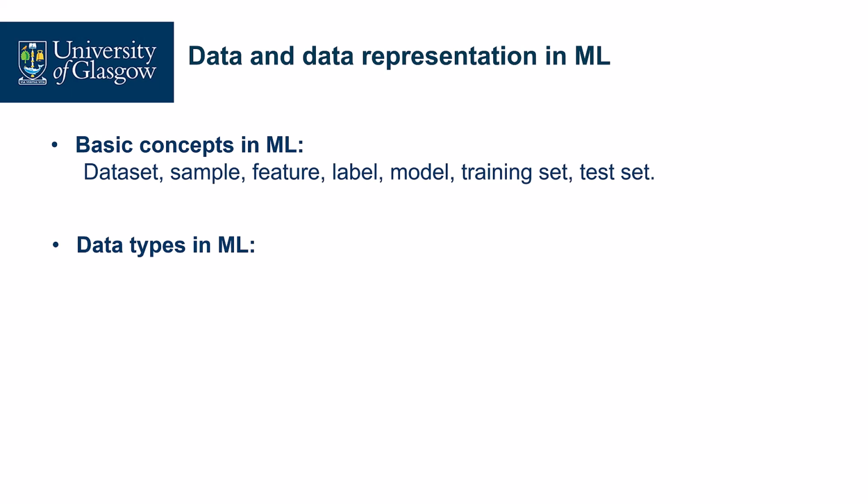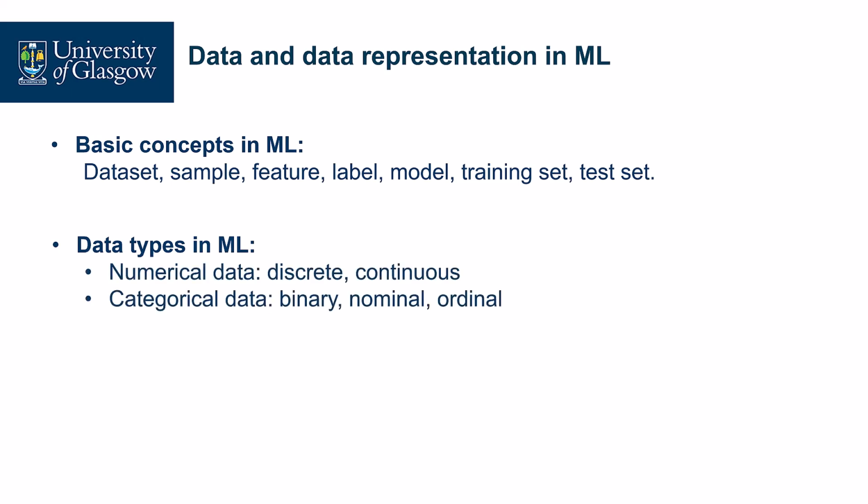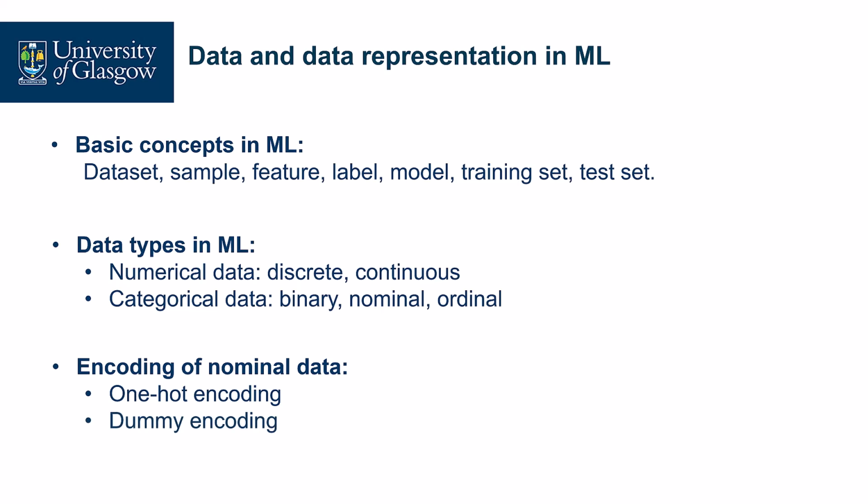Then we introduced the different data types that need to be handled differently in machine learning, including the numerical data and the categorical data. So in numerical data, there are discrete ones and continuous ones, and in categorical data, there are binary, nominal, and ordinal. So given that the binary and ordinal data are quite simple to be represented, we provided more details on the encoding of the nominal data, that is one-hot encoding and dummy encoding.